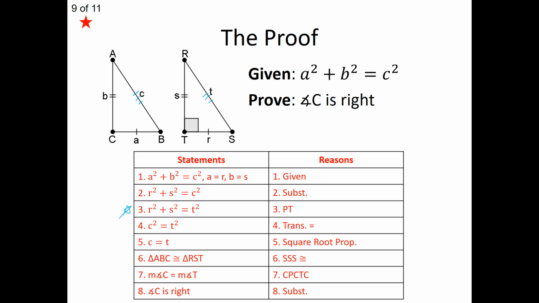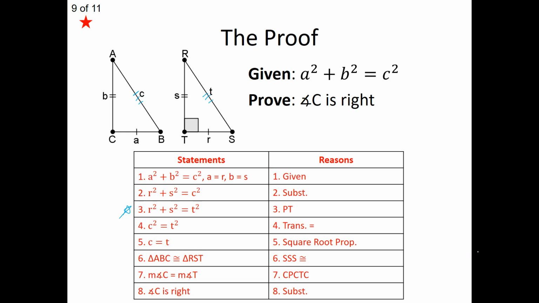Then with our good pal CPCTC, we know that the measure of angle C is equal to the measure of angle T. Well, if T is given to us as a right angle, right, we constructed T such that it is a right angle, and C is equal to it, that means whatever is true about angle T is also true about angle C. So if angle T is a right angle, C must also be a right angle. And there we have it with the power of substitution. We know that triangle ABC must be a right triangle because we've proven that it has a right angle in it. And so there we have it, the converse of the Pythagorean theorem.